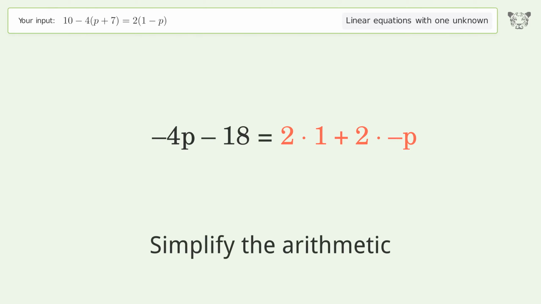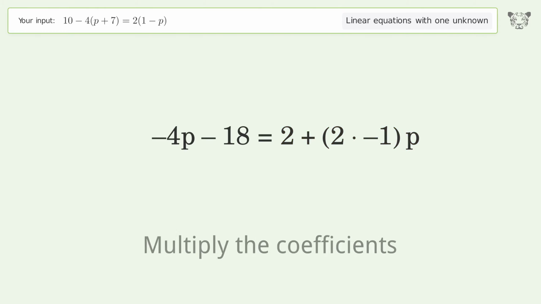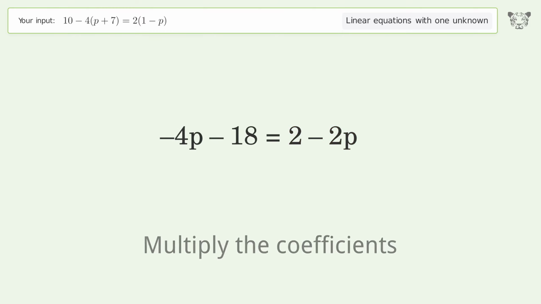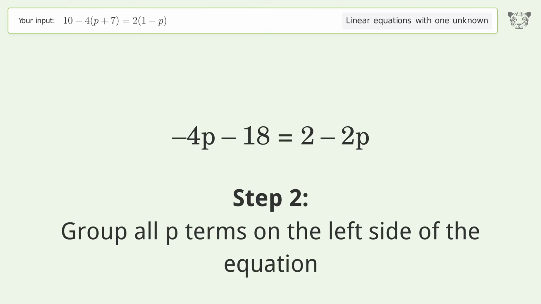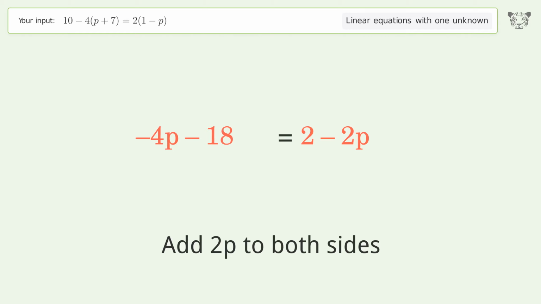Simplify the arithmetic. Group like terms. Multiply the coefficients. Group all p terms on the left side of the equation. Add 2p to both sides.